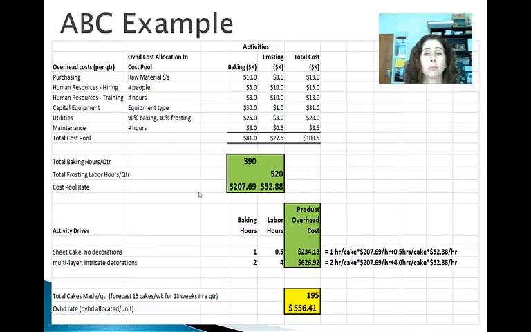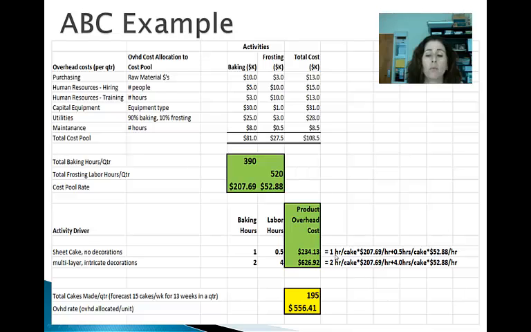So now let's look at an actual product. We have our rates for our pools. What is our product cost going to be? Because that's really our end goal, right, to understand the cost of the product. So we have one example here: a sheet cake with no decorations whatsoever. It's very simple, just a single layer. It takes 1 hour of baking and a half hour of frosting. So the overhead for that product is $234. I'm not going to talk cents anymore, I'm just going to round.